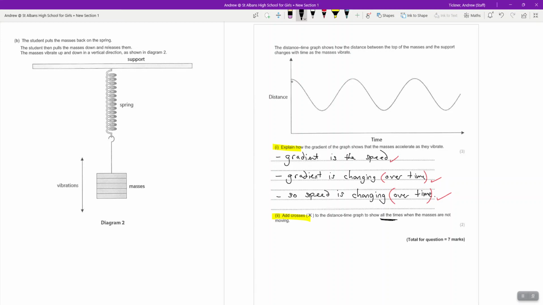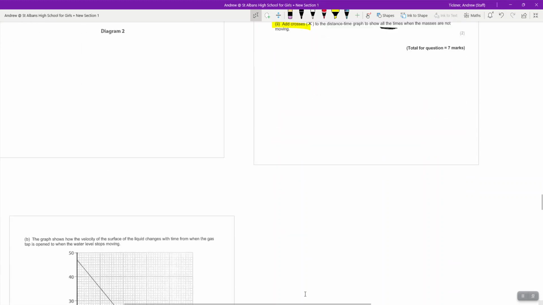When the masses are not moving. Well, it's any time the gradient is 0. So when it's flat. So it's flat here, here, here, here, here, and here, because it has to stop and come back. Right, okay.